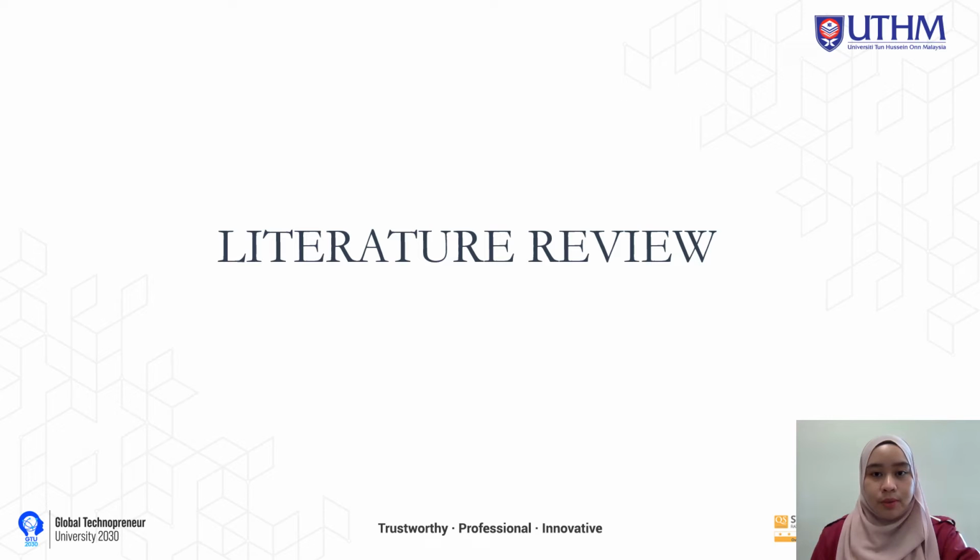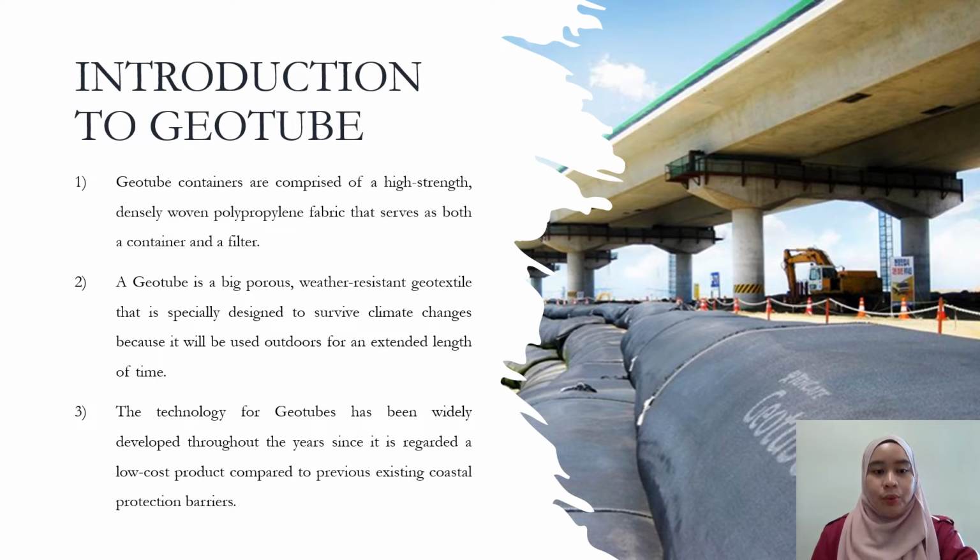Next, we go through the next chapter, which is the literature review. Geotube containers are comprised of a high-strength, densely woven polypropylene fabric that serves as both a container and a filter. A geotube is a big, porous, weather-resistant geotextile that is specially designed to survive climate change because it will be used outdoors for an extended length of time. The technology of geotube has been widely developed throughout the years since it is regarded as a low-cost product compared to previous existing coastal protection barriers.